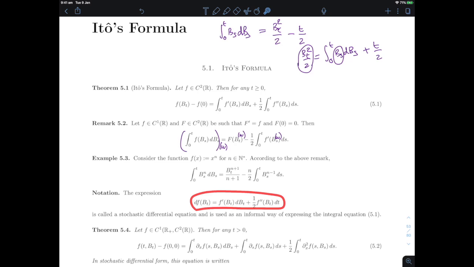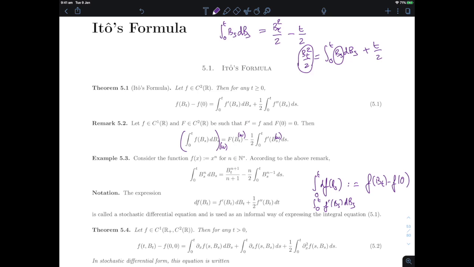This is just a shortened notation for 5.1. So we're really talking about a shortened notation for something that can only be understood in an integrated sense. The integral of d of f of bs from 0 to t makes sense, as it is by definition f of bt minus f of b0, which is 0. And the integral from 0 to t of f prime of bs dbs is by definition the Ito integral of the process s goes to f prime of bs.